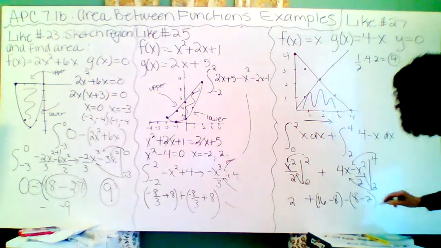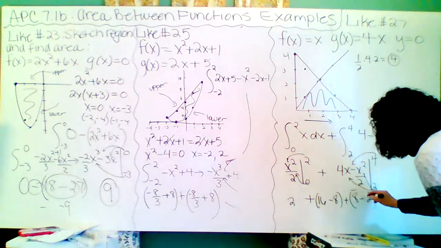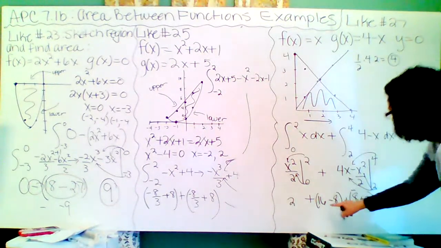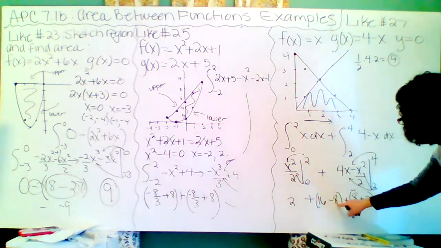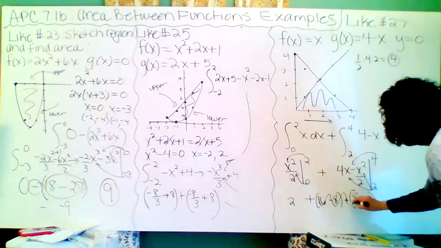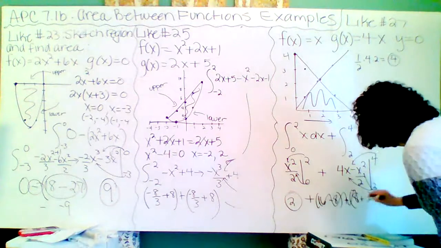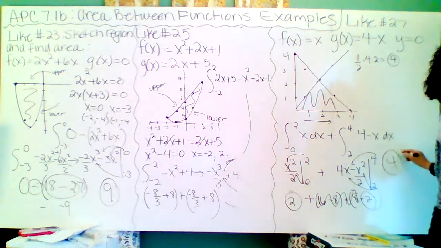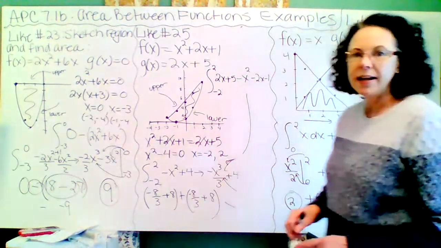Let's take a look here. I distribute my negative. There we go. Notice here I have 16 minus 8, which cancels, and I have 2 plus 2 is 4. There we go. So we did get the area of that triangle.